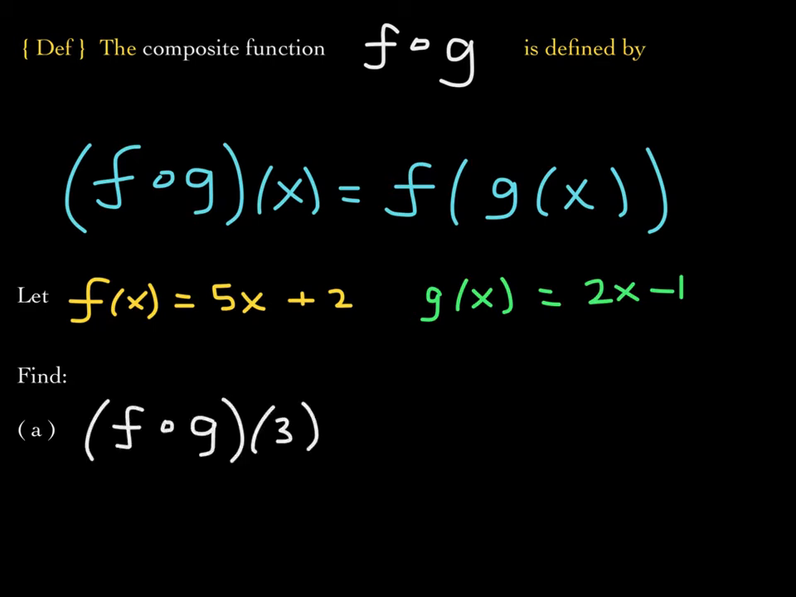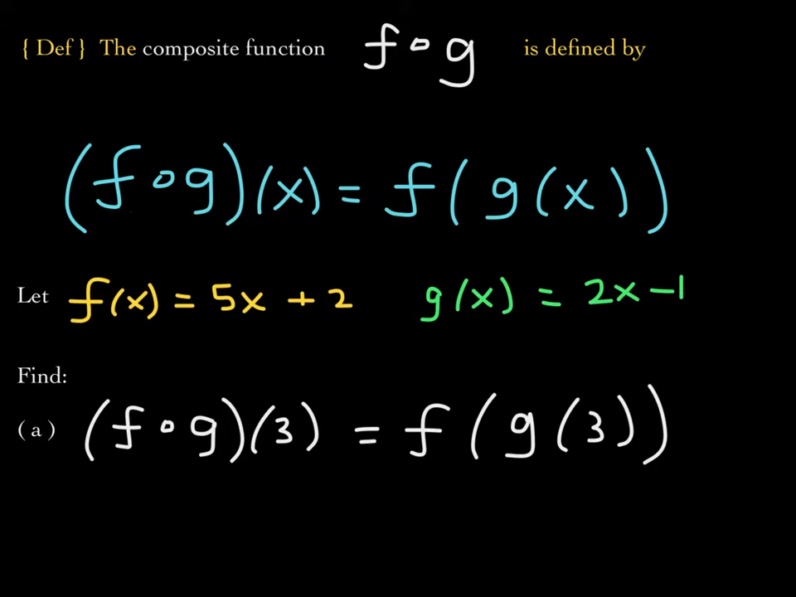f composed with g of 3. So 3 is like your x value right here. So we're going to rewrite this like this right-hand side here. Okay? So this, by definition, means f of g of 3. Okay, everybody? So I just rewrote it using the definition.